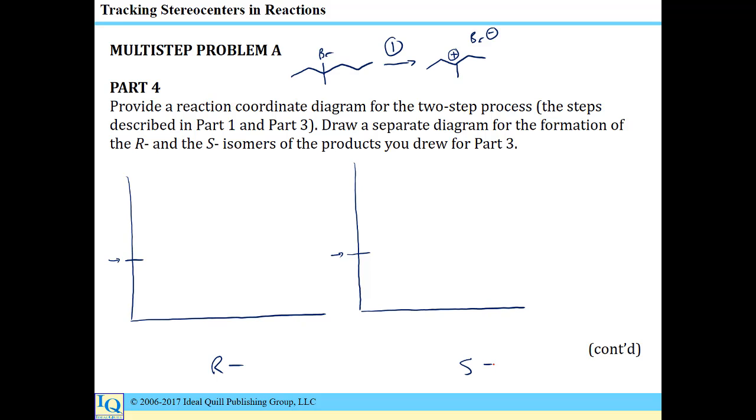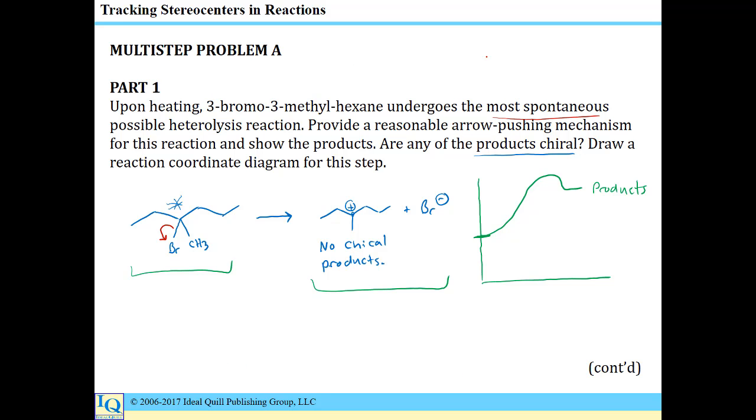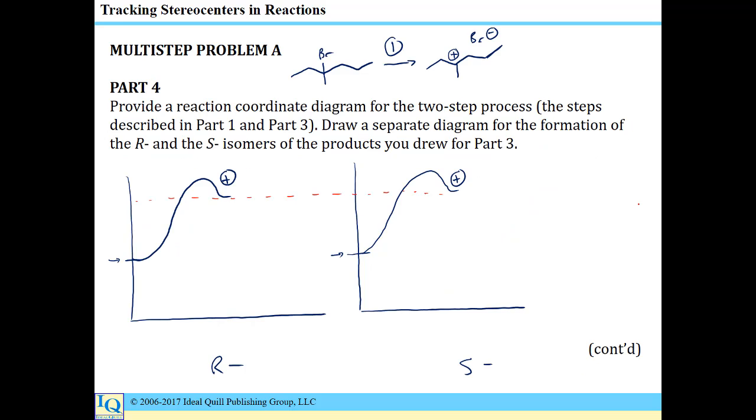So at the top of the page, I've redrawn that reaction to remind us what that step was. Recall that we already drew a reaction coordinate diagram for this first step. That was back as part of step one, where we drew these products at a higher energy than the neutral reactant. And since we have the same carbocation intermediate, whether we are on the route towards the R or the S isomer, we have the same energy of that intermediate indicated here and here.